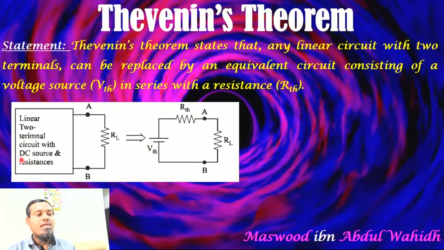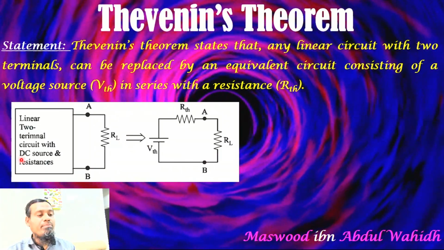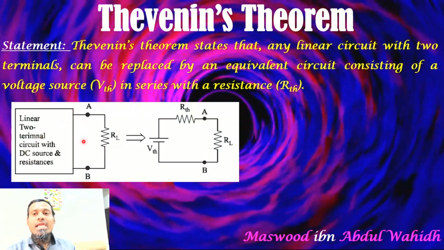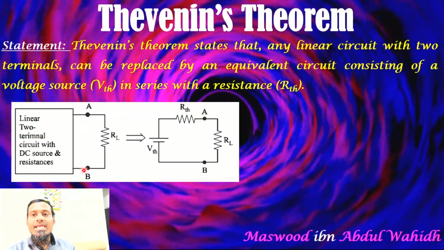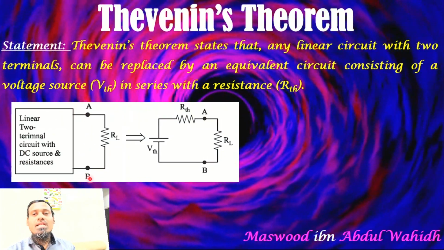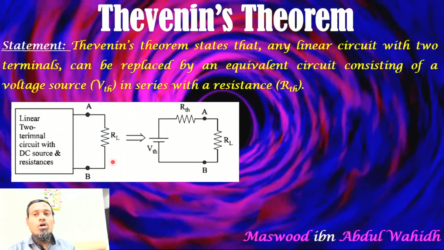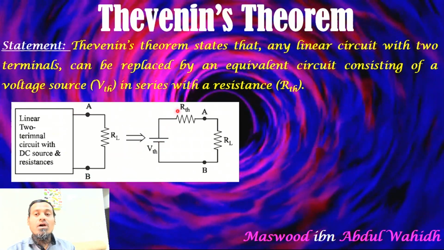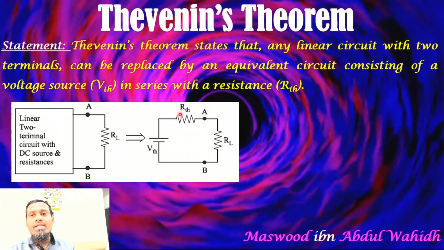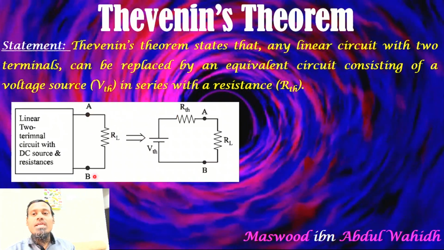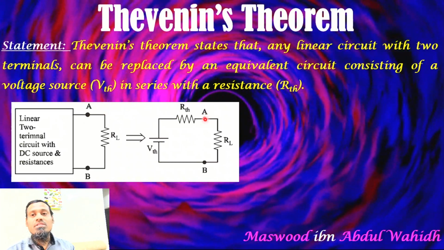So this is the network. It may have multiple sources, multiple voltage sources, multiple current sources. It may be big in size and it may be complex in terms of connections, but that complicated network with the output terminals A and B can be replaced or converted into a very simple network, which has a voltage source in series with a resistor.